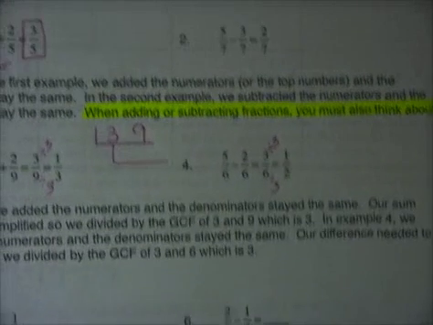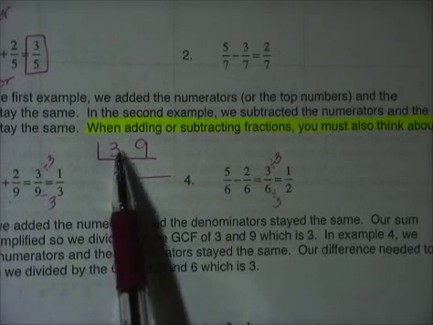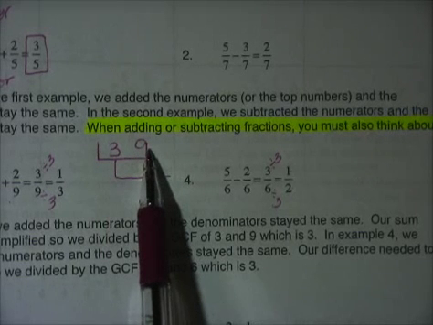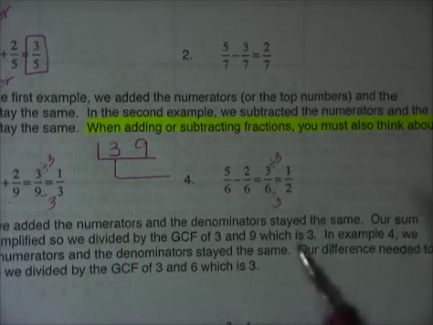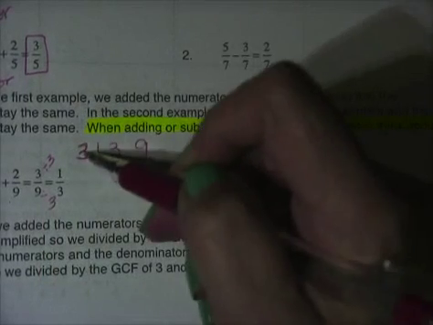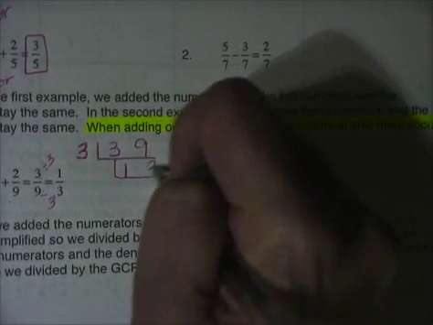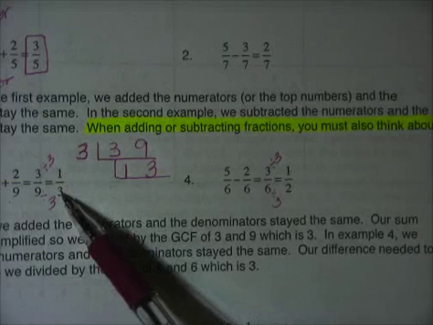So let's go back and ask ourselves, can we divide 3 and 9 by 2? No. So let's go to the next prime number on our list, and that's 3. Can we divide 3 and 9 by 3? Yes. So we're going to put 3 out here. 3 divided by 3 is 1, and 9 divided by 3 is 3. So there's your new numerator, 1, denominator, 3.